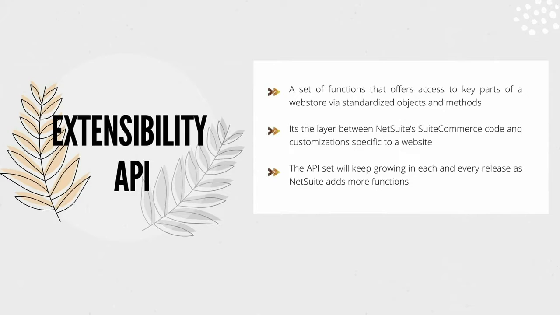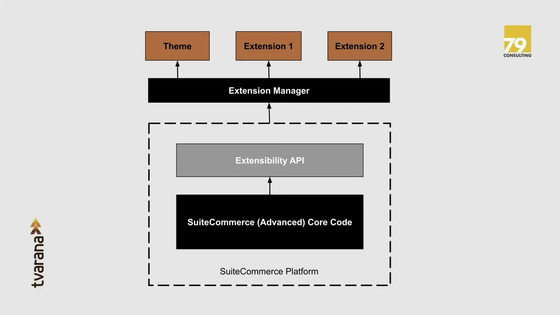the Suite Commerce platform. The extensibility API is a logical layer between NetSuite Suite Commerce code and customization specific to your website. As you can see in the diagram right here, the Suite Commerce core code and the extensibility API together are the Suite Commerce platform. And the extension manager and your themes and extensions are specific to your NetSuite account.